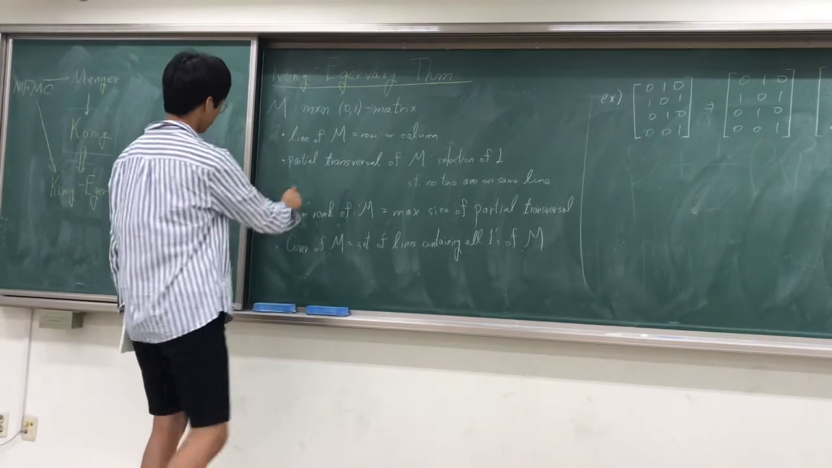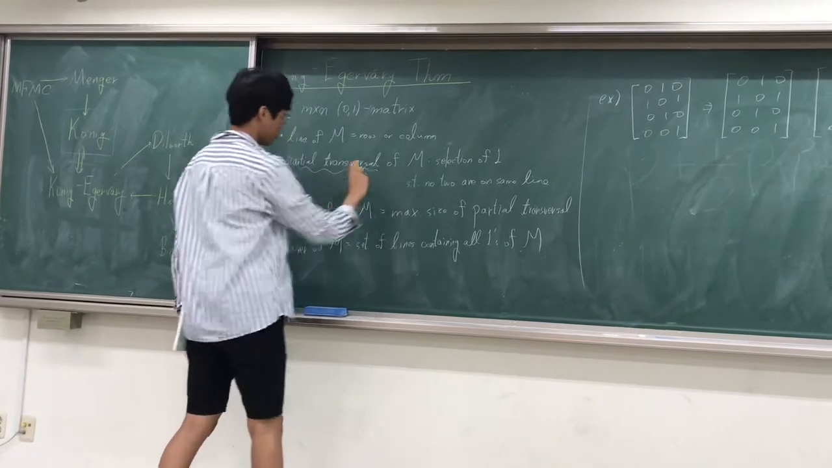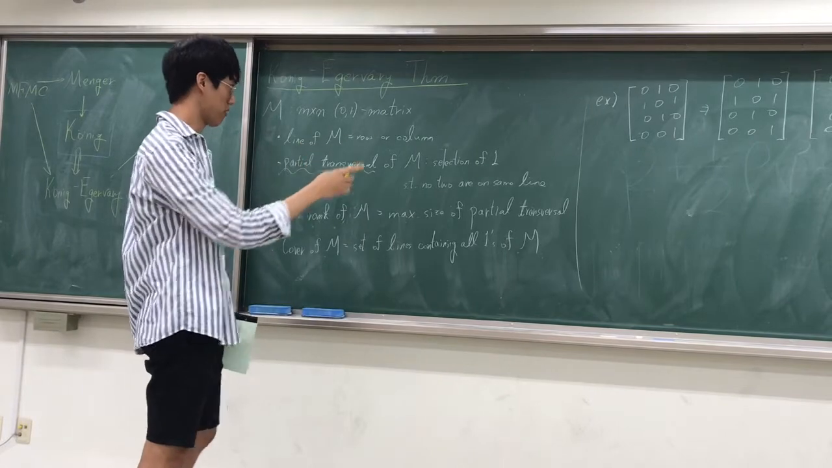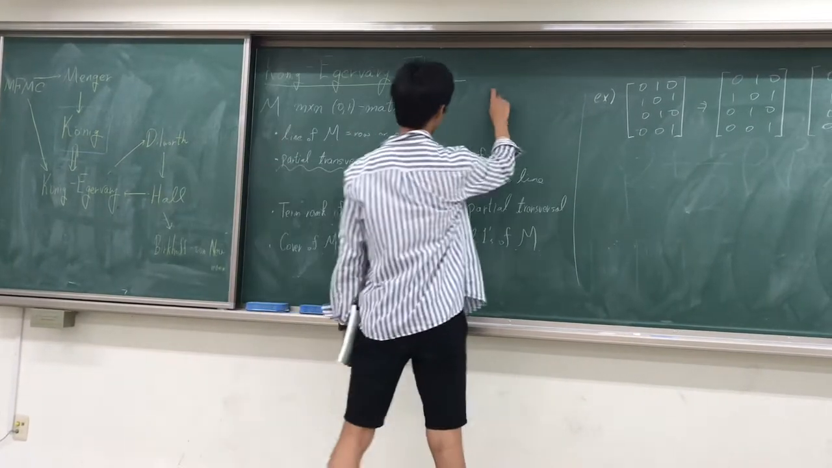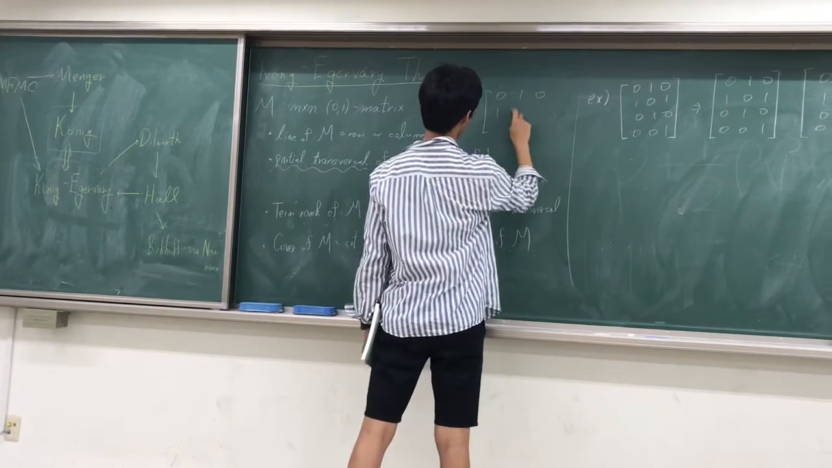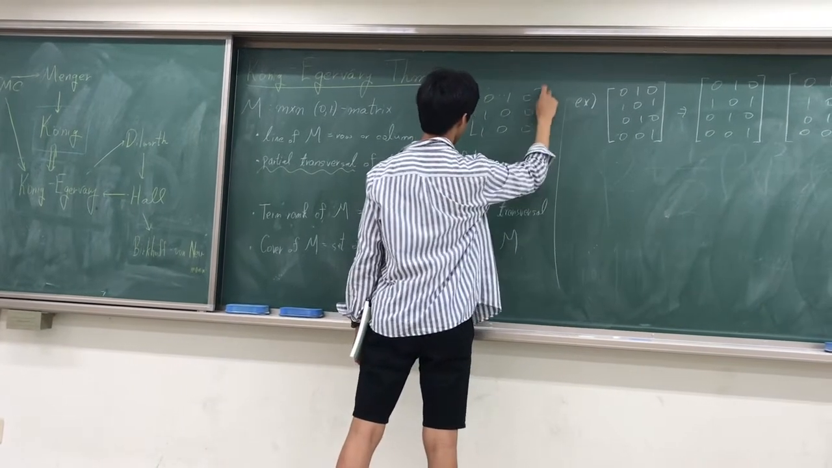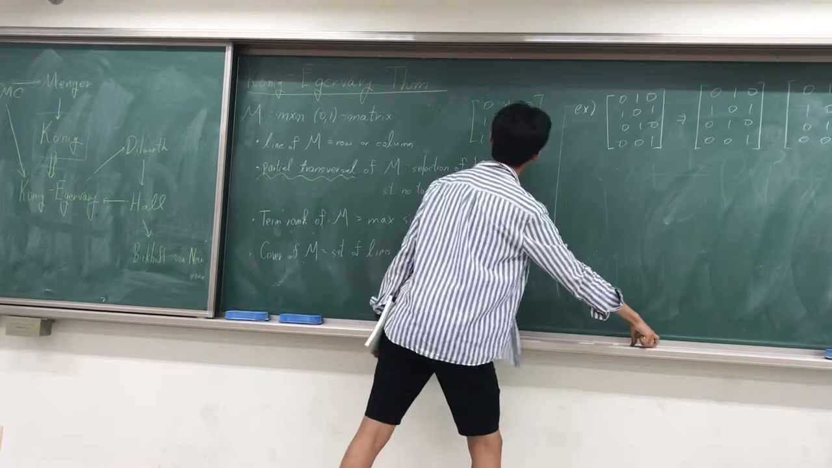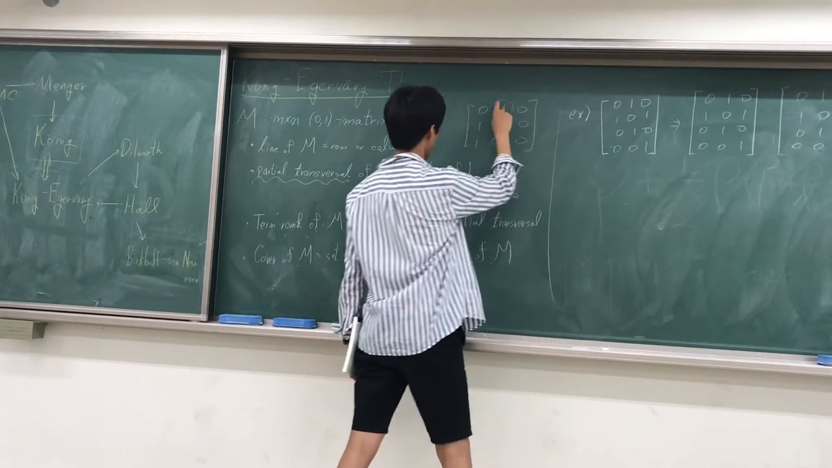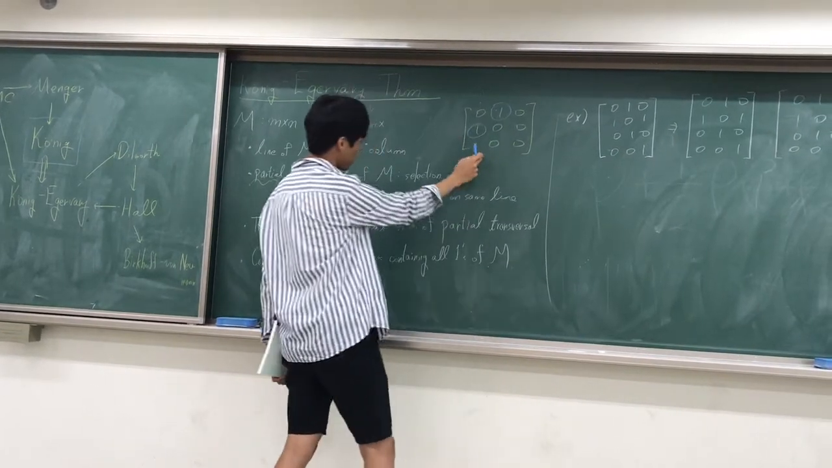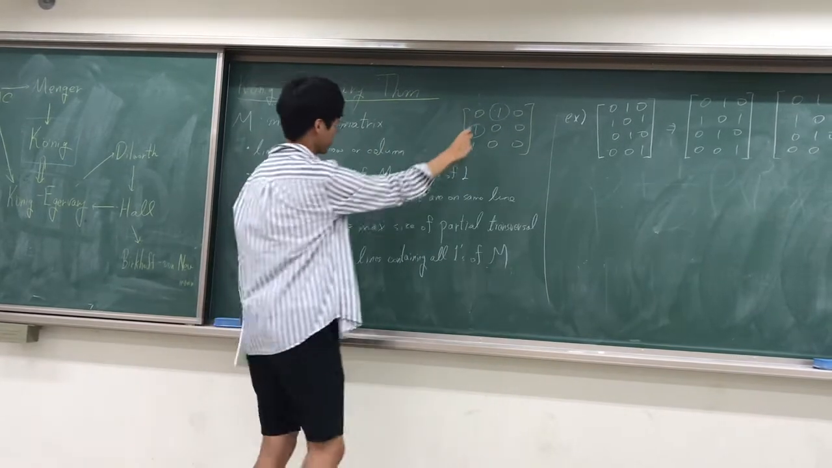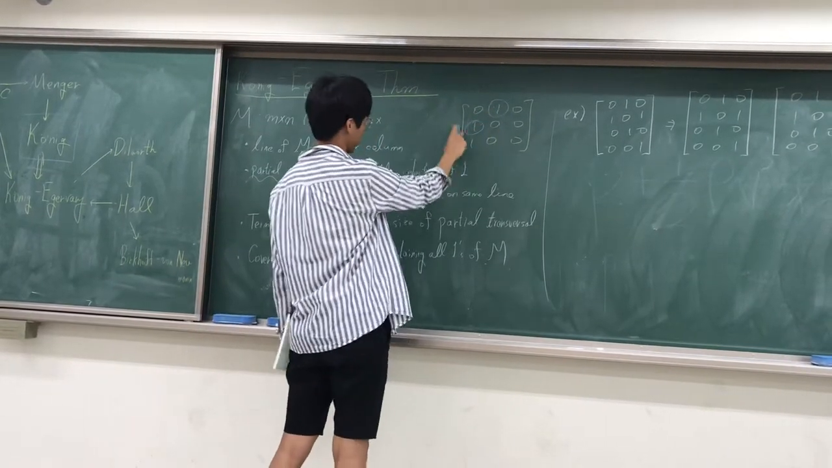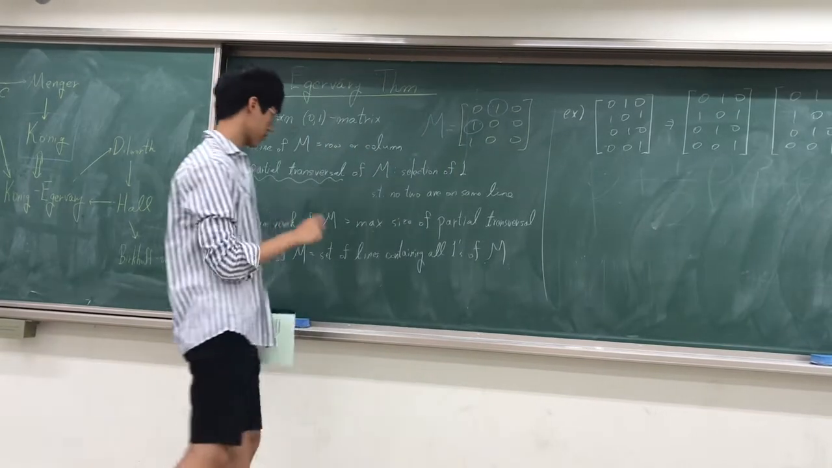And we define something called a partial transversal, which is a selection of ones from M such that no two are on the same line. So for example, if we have a 0, 1 matrix like this, then if we select this one, and we select this one, then this one cannot be selected since it's on the same line as the second selected one. So this is a partial transversal of this matrix M.